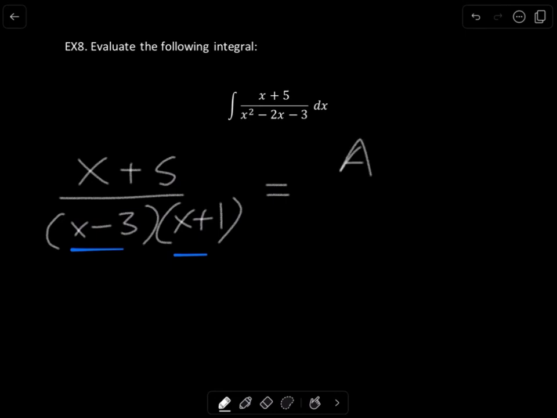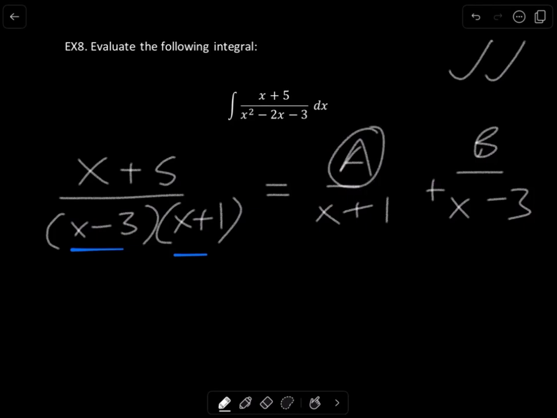You had a over x plus 1 plus b over x minus 3. That is, you change the order of your letters. Is that fine? Yes, it is. It's perfectly fine. It's just your working out is going to be a bit different. But at the end, regardless of whether you chose an a or a b for the x plus 1 factor, you will still get the same number. So it doesn't matter what you chose as your letter, you will still get the same number here.